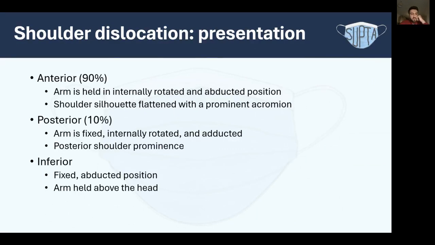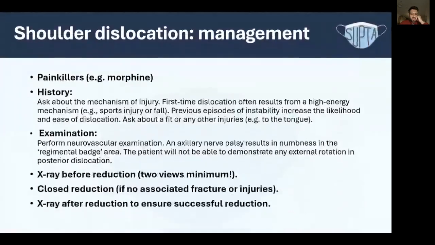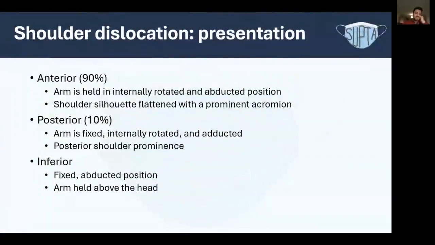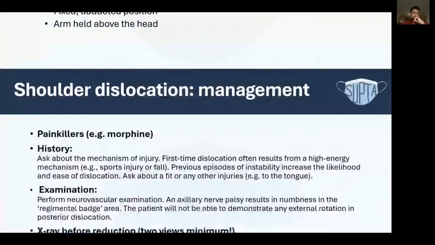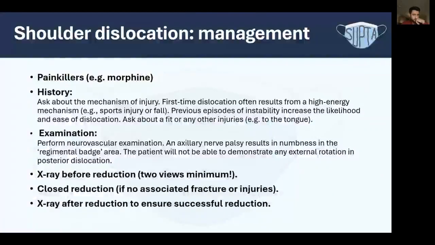And there is another type of dislocation which is an inferior dislocation, where the arm is in an abducted position, and sometimes the arm is held above like that. Again, it's not as common as anterior or posterior. And for the management of shoulder dislocations, what we do is we try to give a good painkiller, make sure the patient is at ease as much as you can, and then you take a history, you find out what's been going on.